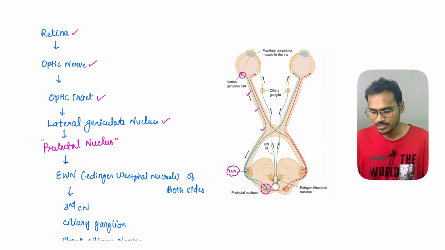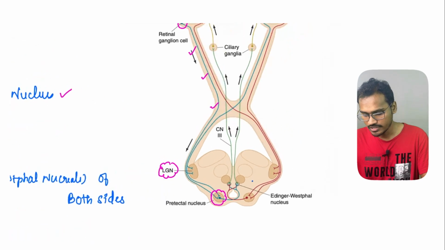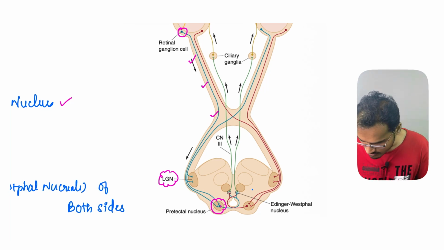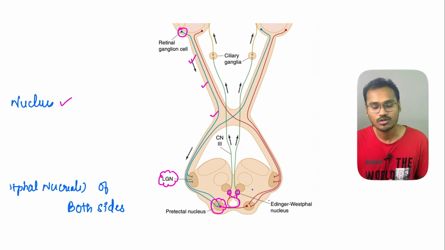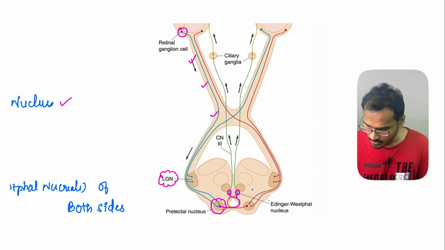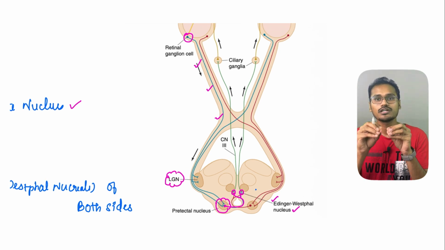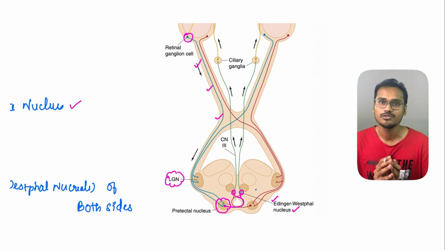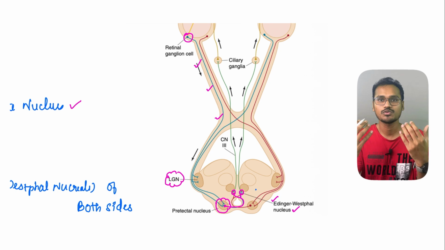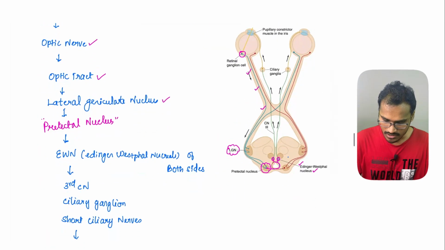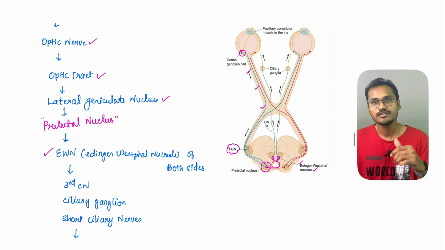From the pretectal nucleus, one important thing to note down here is, if you closely observe this diagram, the green fibers from here are going to the same side as well as to the opposite side. Where are they going? They are going to the Edinger-Westphal nucleus. They are going to the Edinger-Westphal nucleus of both sides. That's why we are getting the response in both the eyes. So from the pretectal nucleus, it is going to the Edinger-Westphal nucleus of both sides.